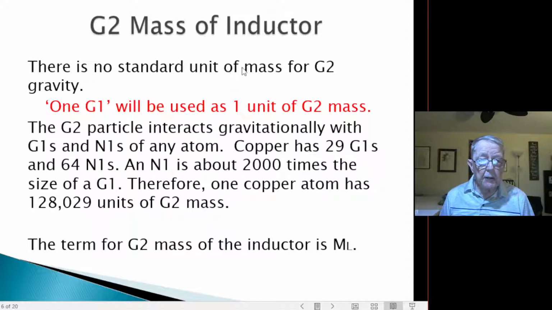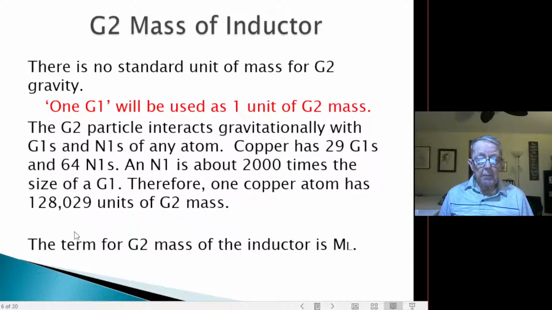So I said there's no standard unit of mass for G2 gravity, so I'm going to assume that 1 G1 will be used as 1 unit of G2 mass. A G1 particle is like an electron with no charge moving at speed c, okay? And I'm going to assume that's 1 unit of mass. The G2 particle interacts gravitationally with the G1s and N1s of any level 1 atom, and so G2 is a lower level gravity that actually controls the flow of the G1 around the N1.